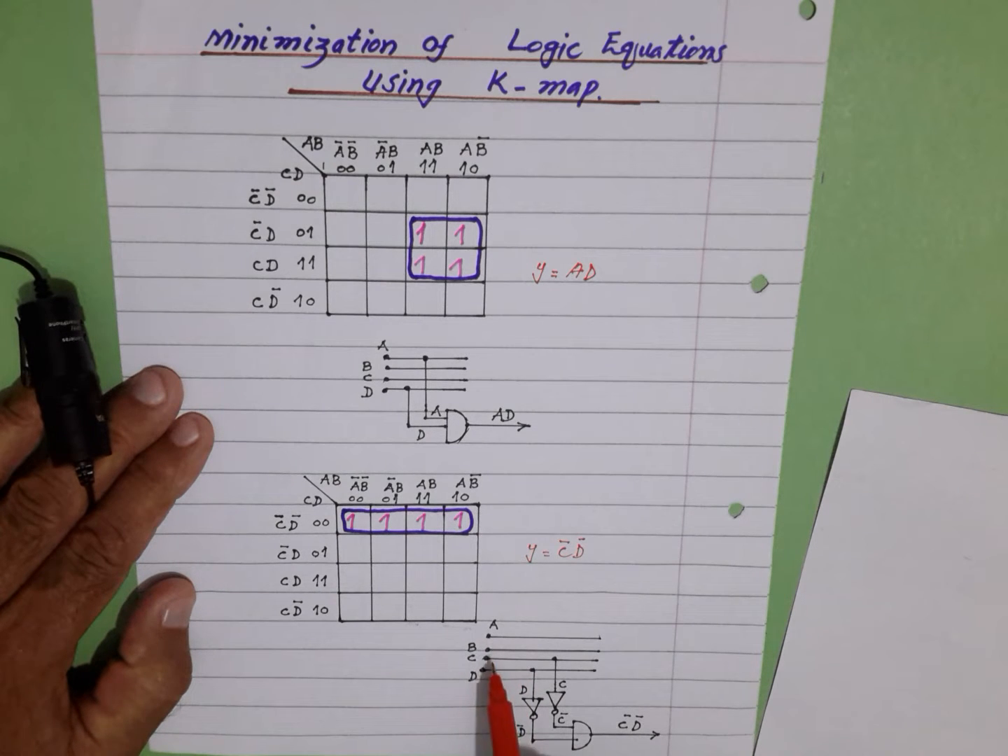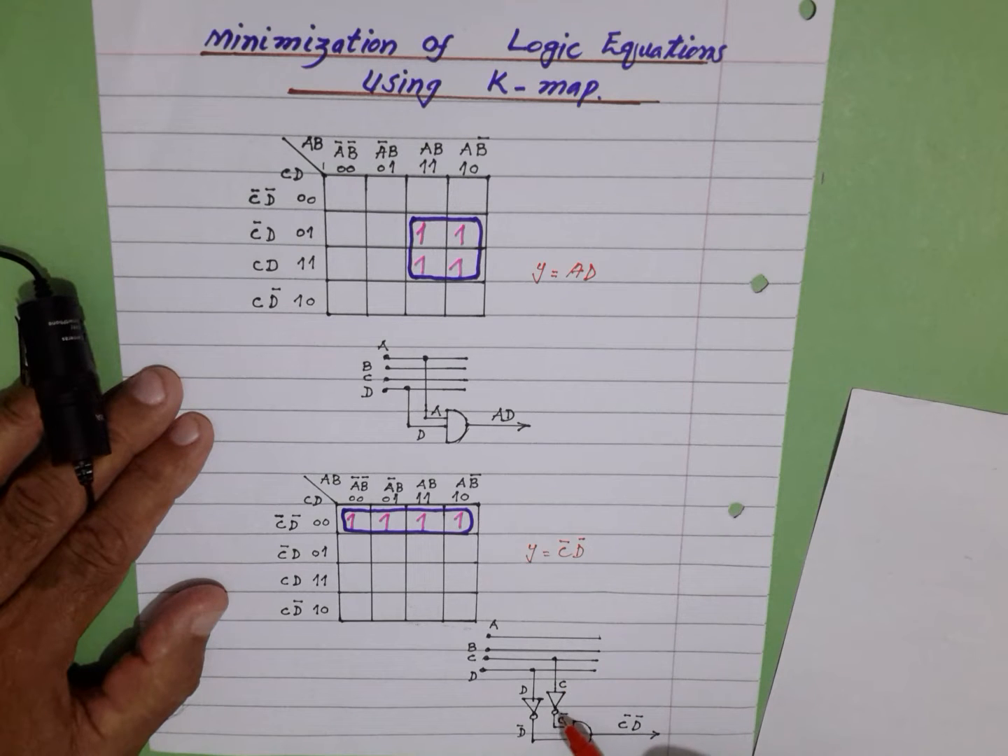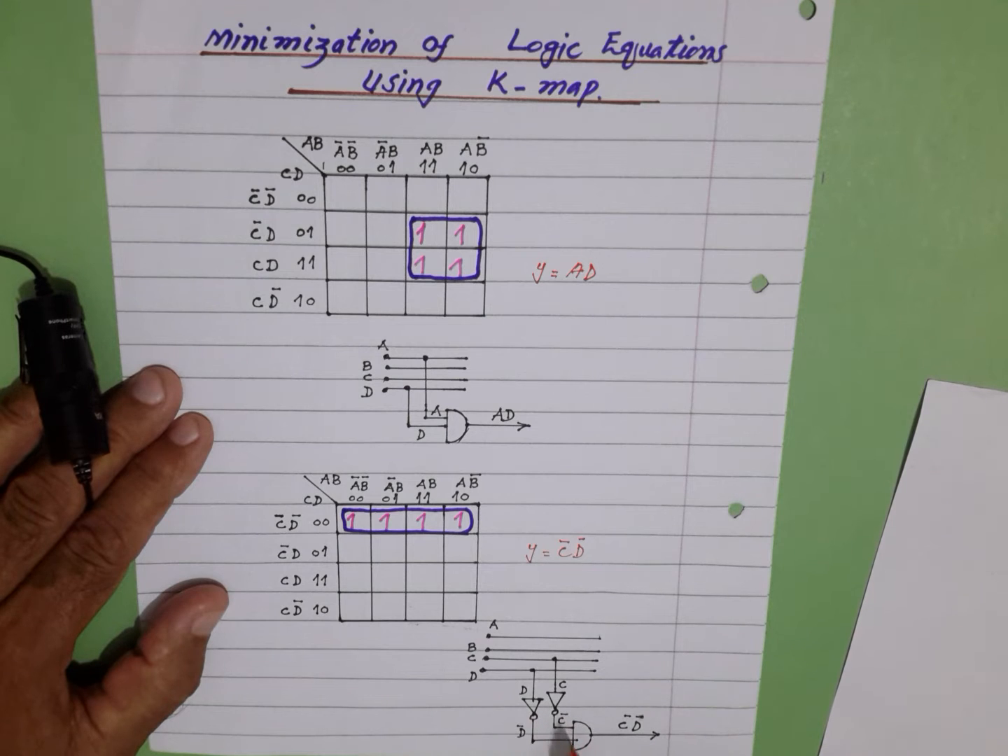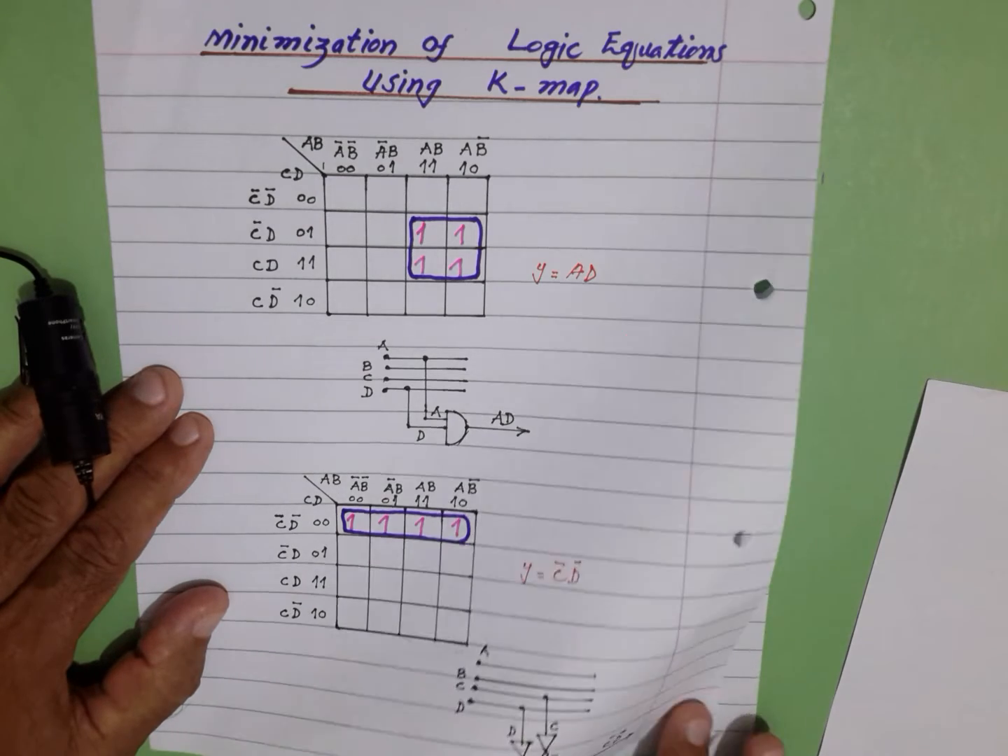Four inputs A, B, C, D. C is tapped from here going to inverter. The output of inverter is C bar. D input is tapped here, goes to the inverter. The output of inverter is D bar, goes to AND gate. Output of the AND gate is C bar D bar. Therefore, for these four minterms, the circuit has been simplified, and we need two inverters and one AND gate. The output of the AND gate goes to the next logic circuit.